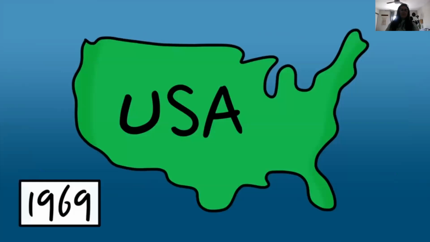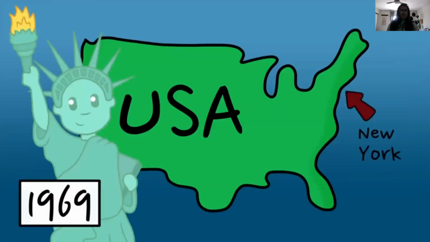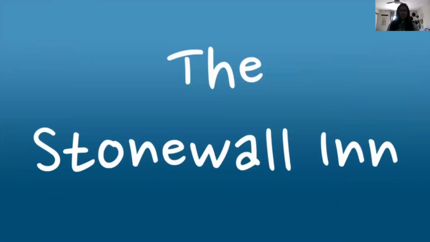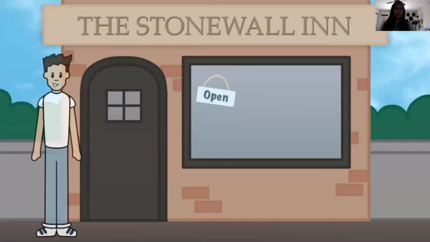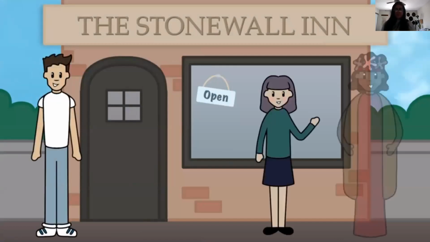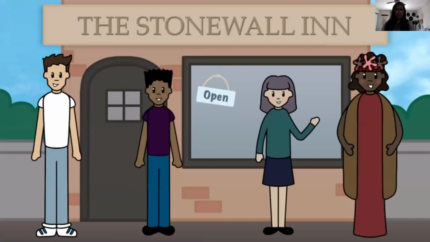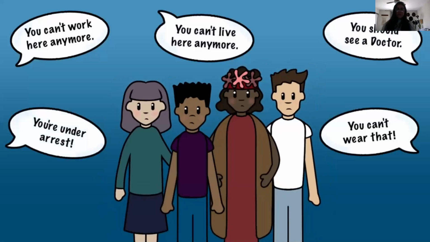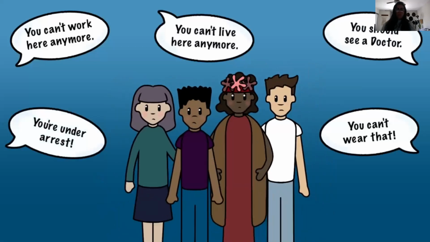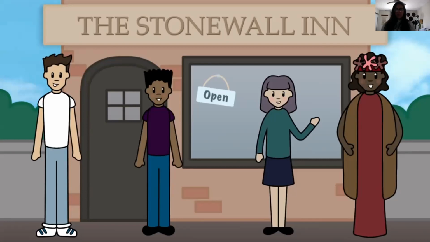Well, it dates back to 1969, New York City, and a place called the Stonewall Inn. The Stonewall Inn was one of the few places where the LGBT plus community could go to be themselves. Because at this time in history, people who were LGBT plus were not treated as equals. Many people treated them unfairly. At the Stonewall Inn, they were safe to be who they were.